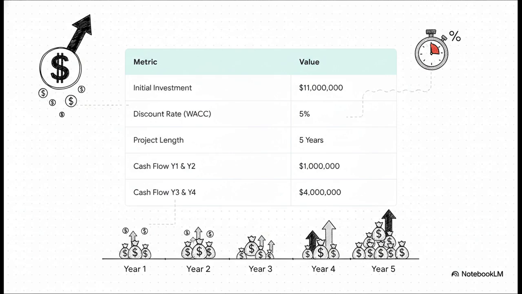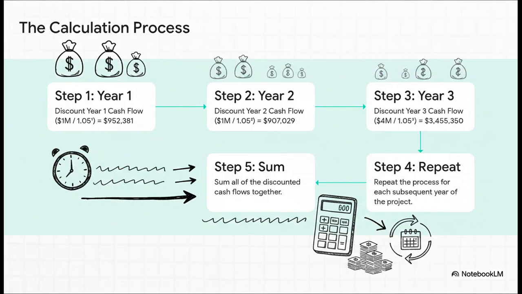So here's our scenario. Imagine a company is thinking about a project that costs $11 million upfront. Their discount rate, their WACC, is 5%. And they expect the project to last 5 years, generating $1 million in cash for the first 2 years, then $4 million for the next 2, and a final $6 million in year 5. Okay, now we just plug and play.